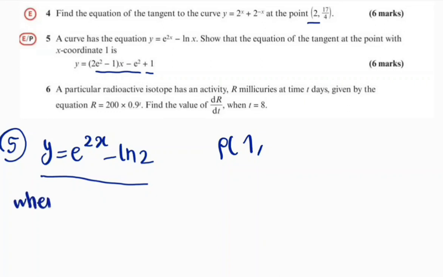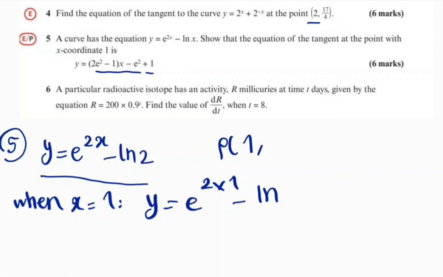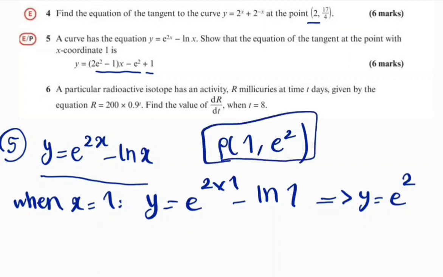So when x is equal to 1, we have e to the 2 times 1 minus ln, and here should have been ln x, which here is ln 1. Now let's work out y. In this case, y is equal to e squared minus 0, because ln 1 is 0. So this is our y coordinate, and e squared is here. So this is the coordinates of the point. Now we can differentiate the function so that we can work out the gradient, then the equation of the tangent.